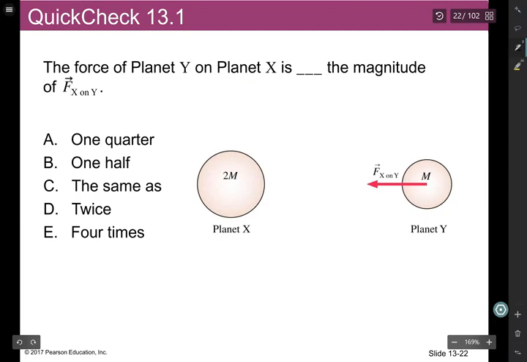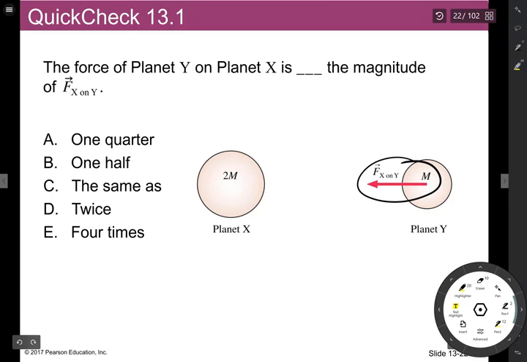Let's do some practice ones now. So here, we know the force X on Y, and we want to know the force of Y on X, right? So we want to know F Y on X.